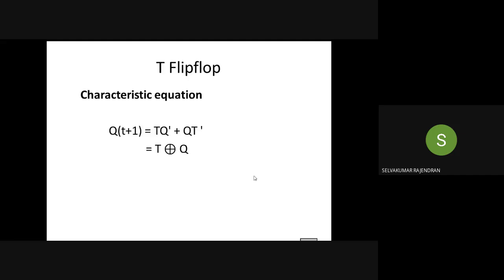Any doubt in this T flip-flop? The T flip-flop is a very simple concept. If you understood the JK flip-flop, then you can easily understand the T flip-flop, because both are almost the same. Among the 4 possible conditions, the T flip-flop has 2 conditions from the JK flip-flop.